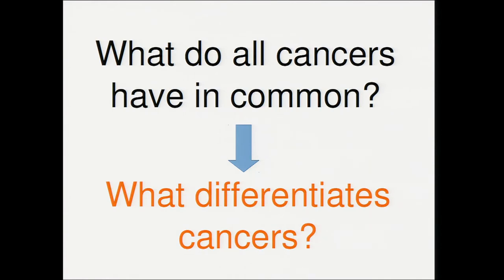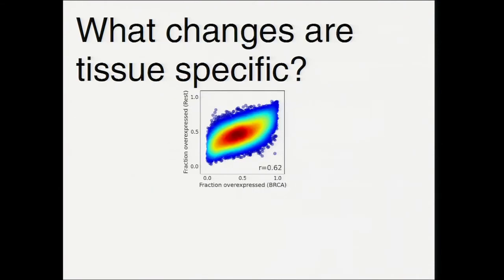So now we want to really get at what are the differential pathways activated in different cancers. And we can do this by doing another very similar analysis. Here we're looking at our breast cancer cohort. And here we have our fraction overexpressed metric for all the genes in the breast cancer cohort compared to the same metric for all of the other tissues pooled. So you can see that there is a pretty strong correlation between these two things, which is to be expected. Most things are shared between breast cancer and the rest of the tissues. But there are some genes off the diagonal, and it might be interesting to see what is turned on or off in breast cancer, but not in different tissues.